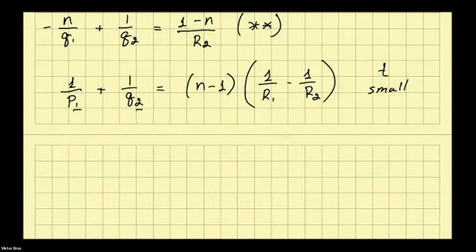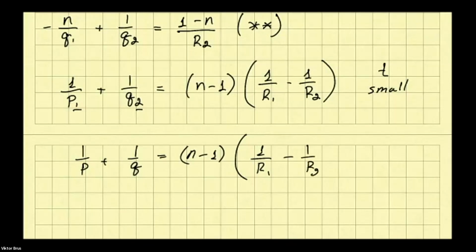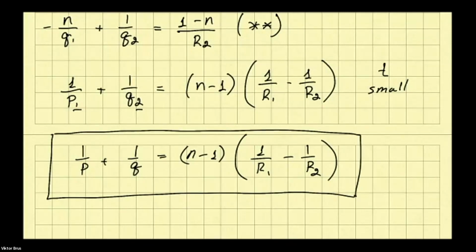surfaces. We can just consider these distances with respect to the center of the thin lens, because the distance between its surfaces is very small. So finally, it will be this thin lens equation: 1 over P plus 1 over Q is equal to (n minus 1) times (1 over R1 minus 1 over R2). So that is the equation for a thin lens.